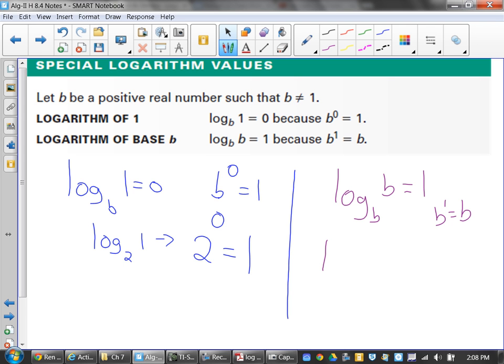Numerical example, let's say log base 6 of 6. Are those two numbers the same? Yeah. When those two numbers are the same, that means 6 to what power is 6? 1. That's what that means. The relationship between the bases and their exponents.